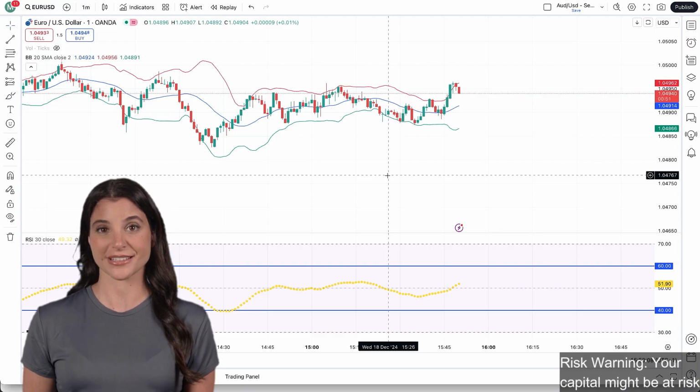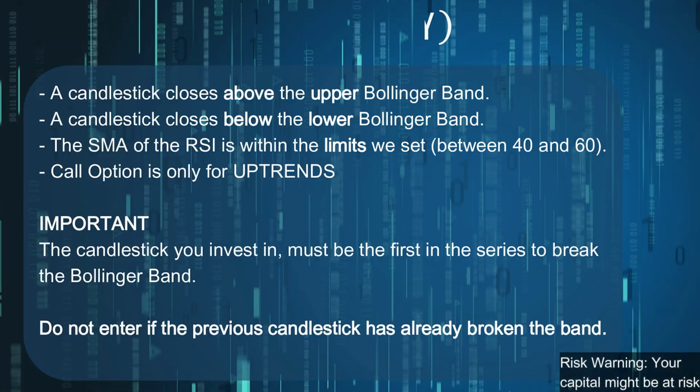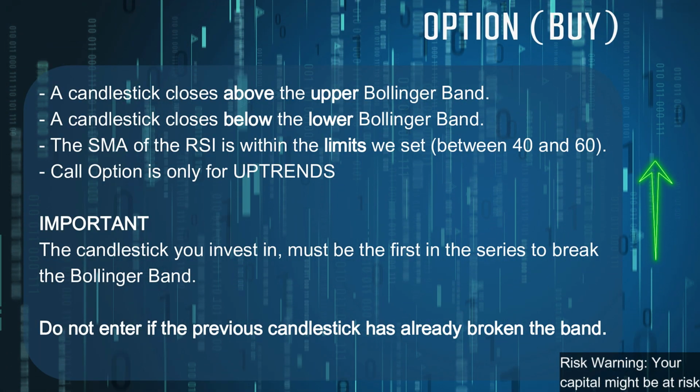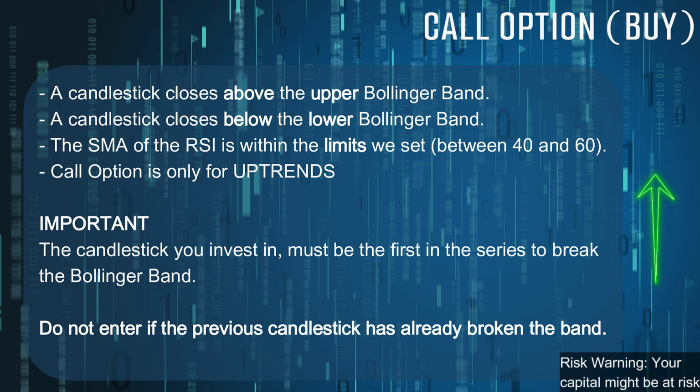How to invest in an uptrend. If the trend is labeled Strong Buy on investing.com, here's what you need to do. Enter a call trade when a candlestick closes above the upper Bollinger Band. The SMA of the RSI is within the limits we set, between 40 and 60.